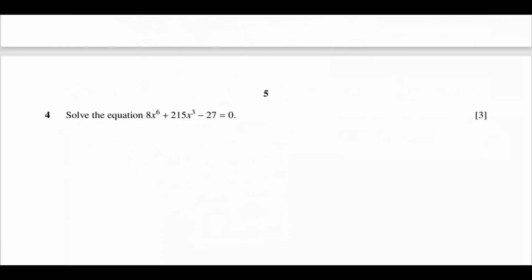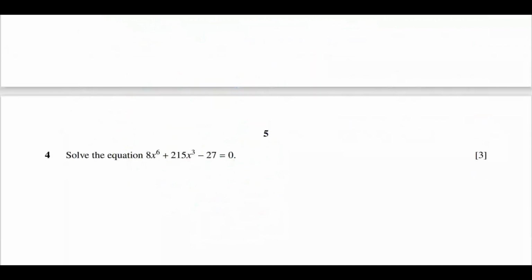The next question is, solve the equation 8x power 6 plus 215 x cube minus 27 equal to 0. So here the power is given as x power 6 and x power 3. Let us take t is equal to x power 3 and substitute this. Then we will get 8t square plus 215t minus 27 equal to 0.